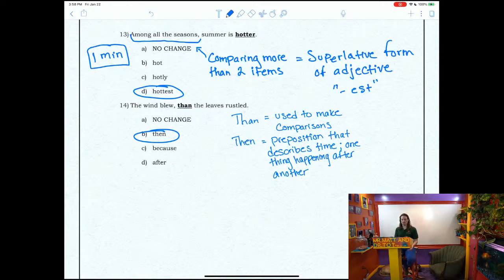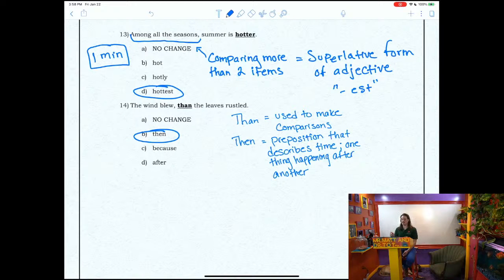First, the wind had to blow before the leaves can rustle. The leaves can't rustle before the wind blew. And then for the same reason, C and D are not correct. C is a cause-effect conjunction. So the wind doesn't blow because the leaves rustled. The leaves rustled because the wind blew.